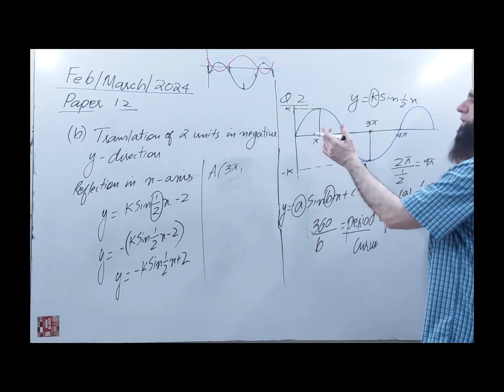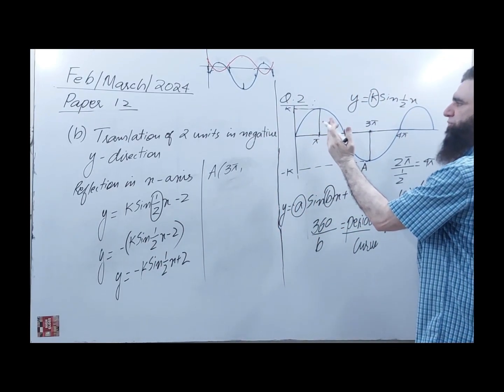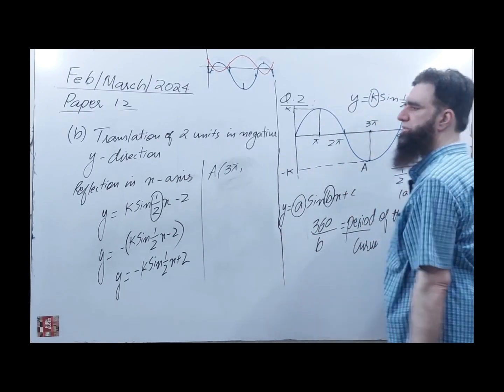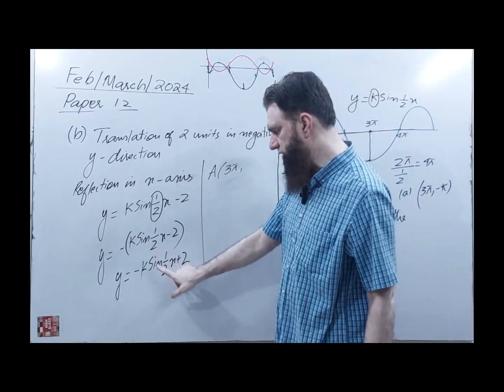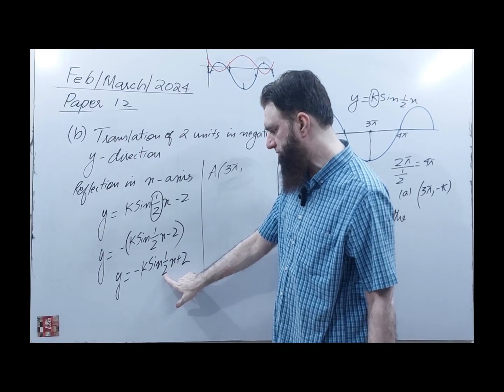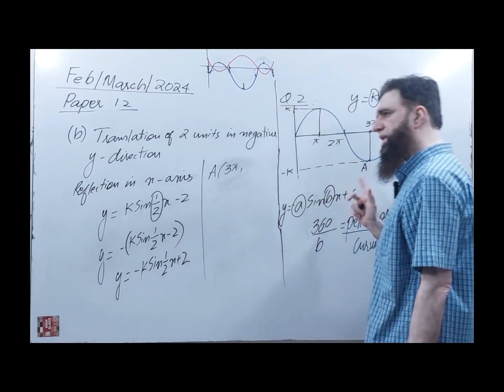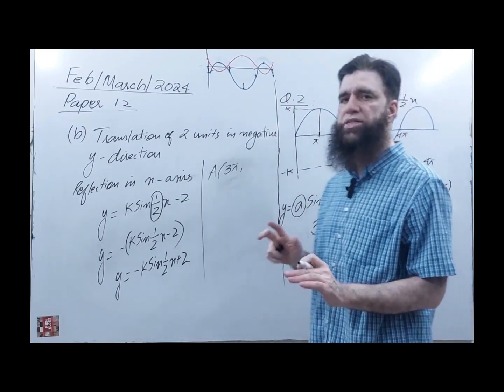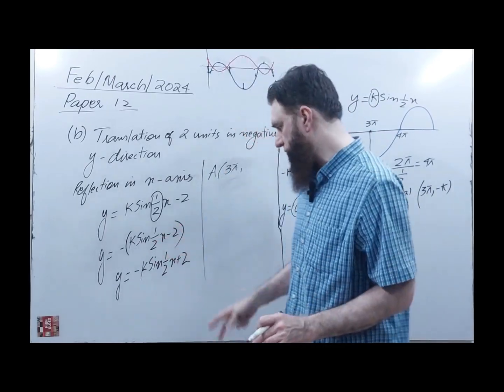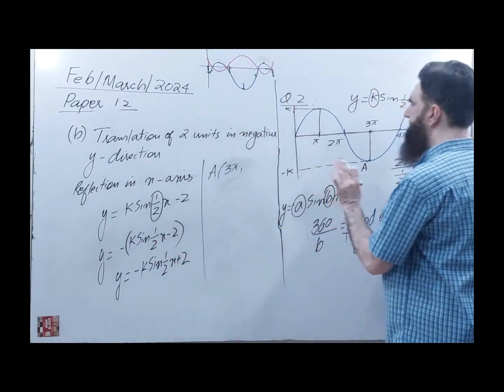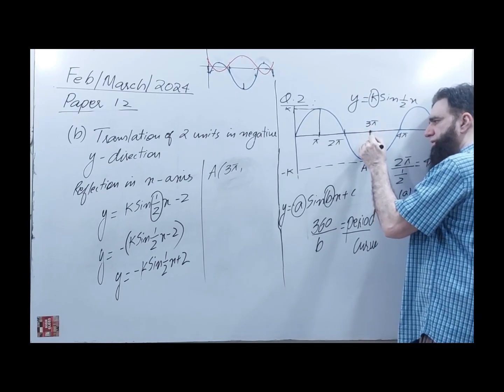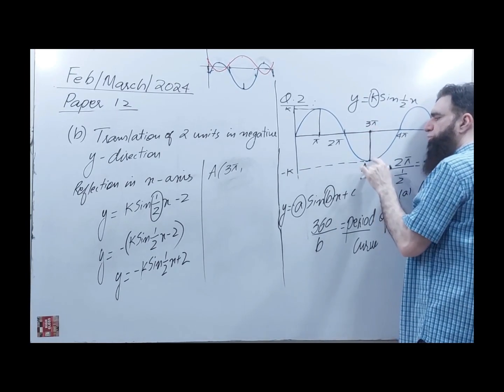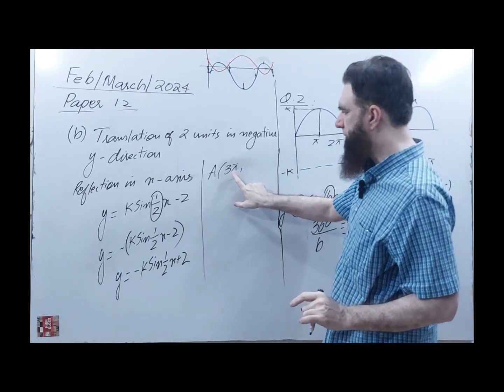So the graph, there is no horizontal translation, right? Now, when there is no horizontal translation and there is no horizontal stretch, the period remains same. What I'm trying to explain is the x coordinate of point A will not change. It will remain 3 pi.